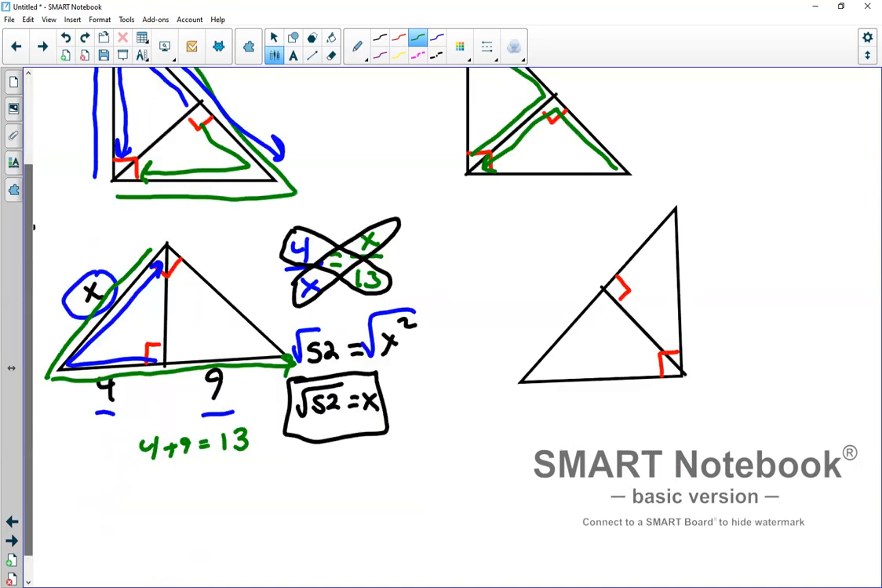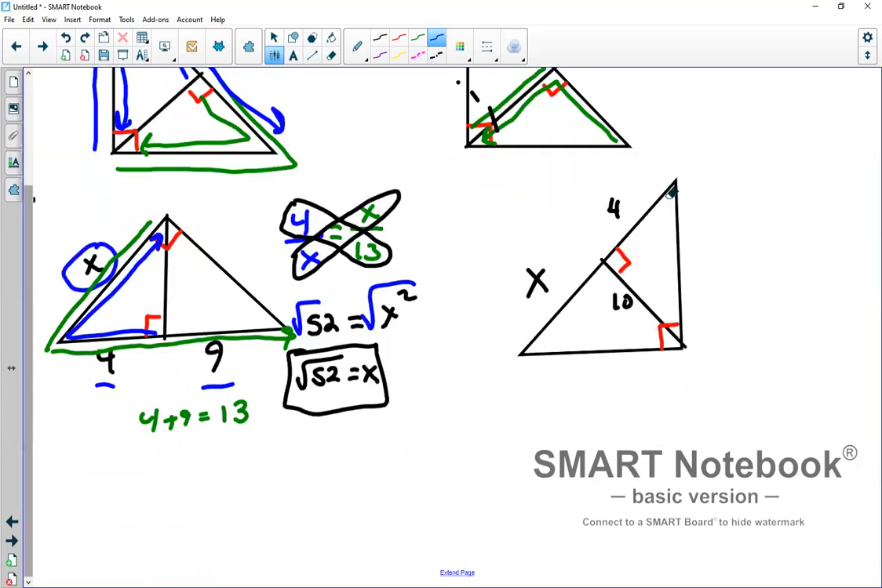Let's try that. X, 4, 10. Okay. So this one, my 10, is in the middle. It is not here or here. So because it's in the middle, I have to use the middle idea.